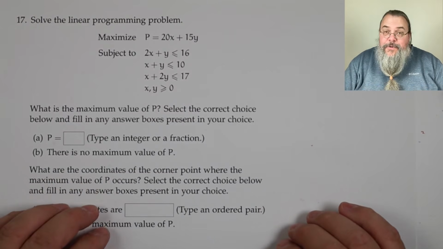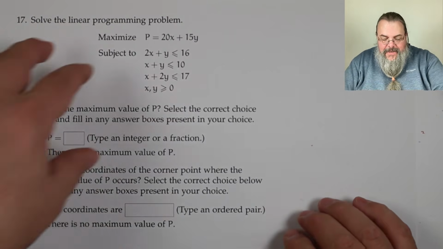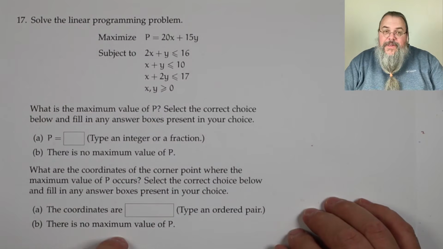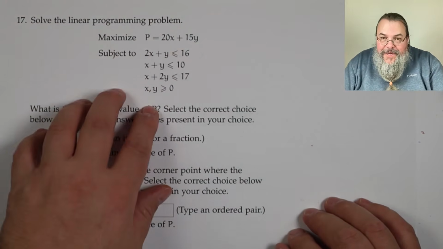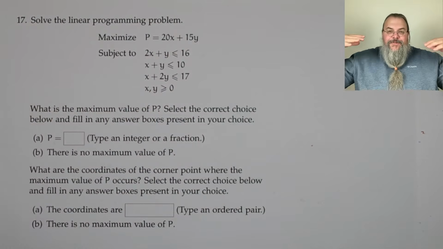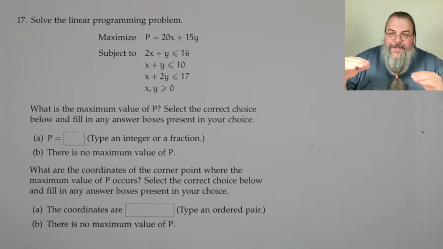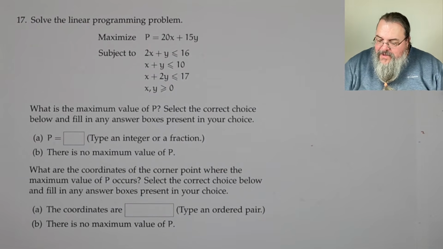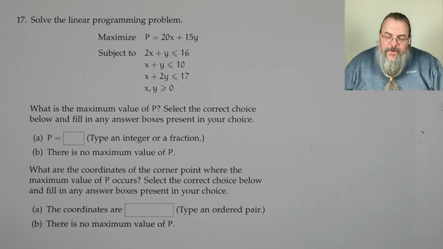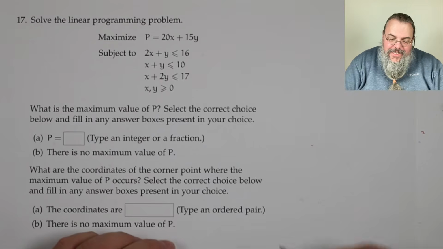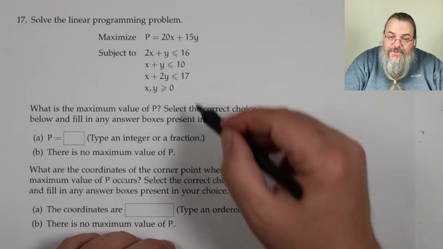Solve the linear programming problem. And everything looks the same. So what are we going to do? The same thing. We just are going to be patient and work through the process. And what makes this one a little bit more challenging is we have more constraints.